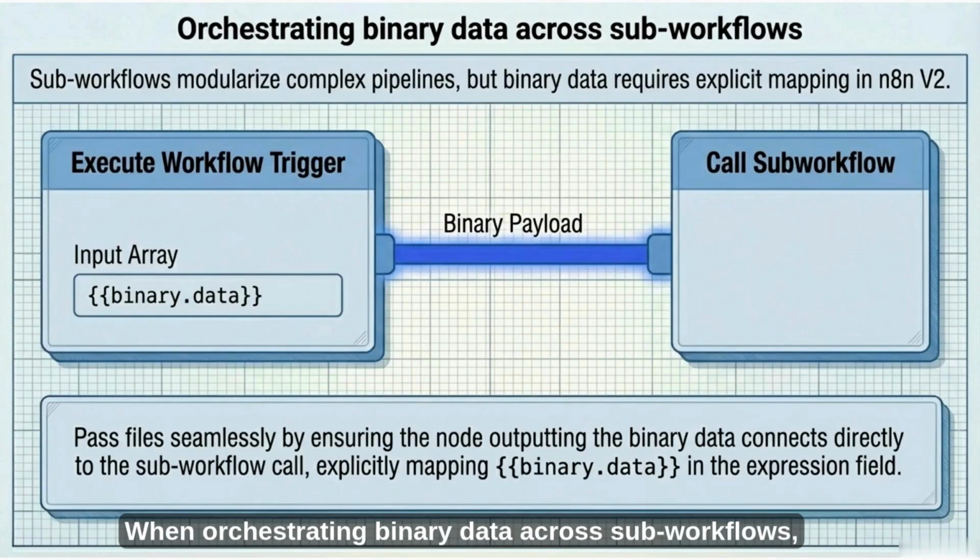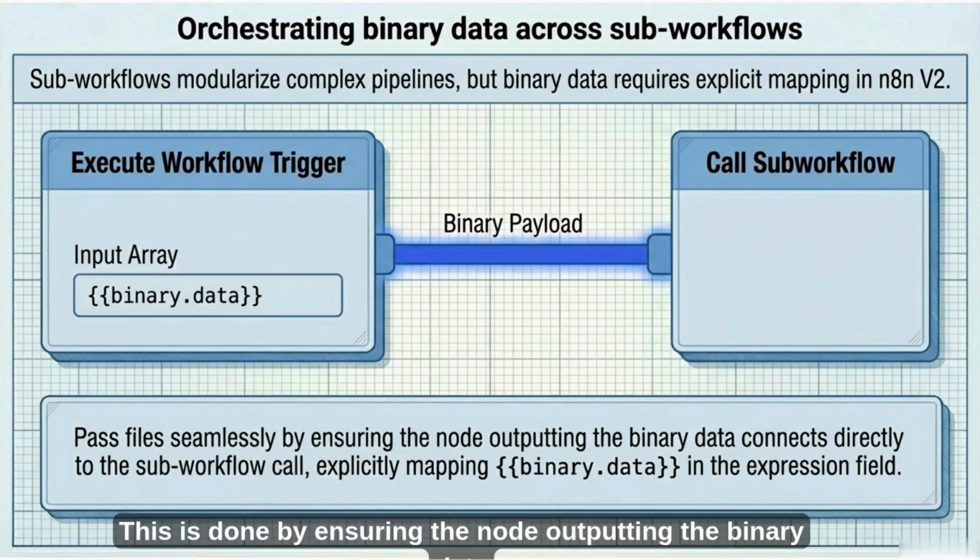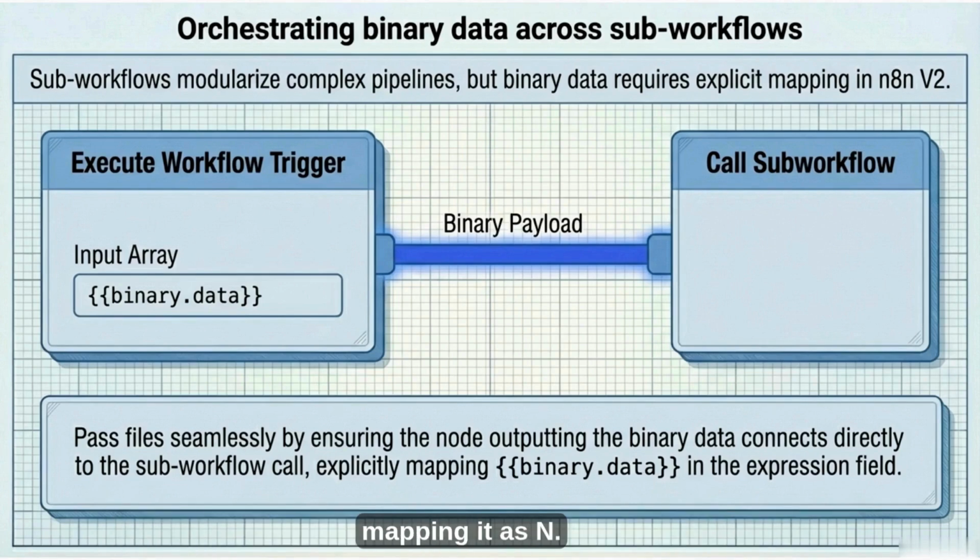When orchestrating binary data across sub-workflows, you must explicitly map the binary data in n8n v2. This is done by ensuring the node outputting the binary data connects directly to the sub-workflow call, mapping it as binary.data.